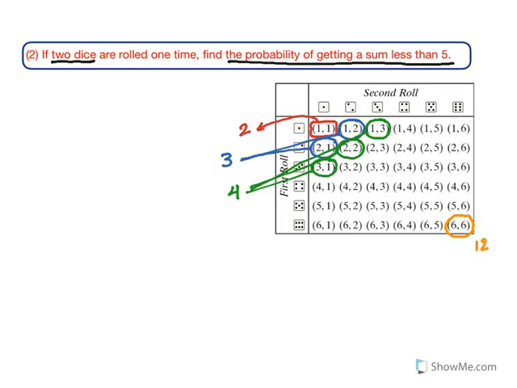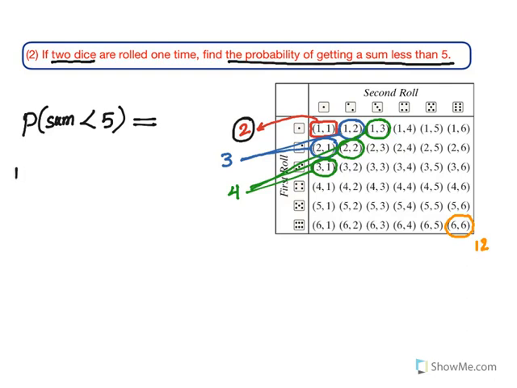Now, the question is to find the probability that the sum is less than 5. This means that the sum is 4 or 3 or 2. It cannot be less than 2. You see, 2 is the smallest that we could get.